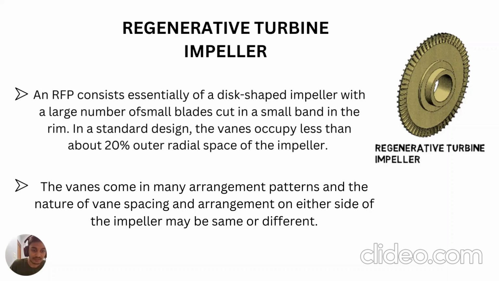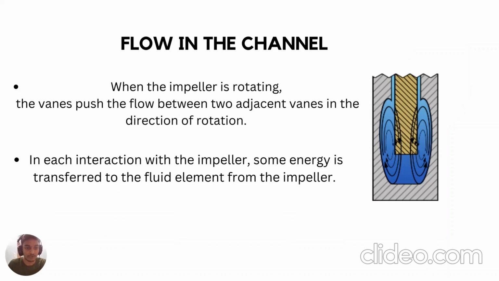You can see the impeller assembly and some details of the vanes and the surrounding channel from this image. Now, coming to the flow in the channel. When the impeller is rotating, the vanes push the flow between the two adjacent vanes in the direction of rotation. Due to the shear of the web portion of this cavity, a lateral flow is also formed on the side channel.